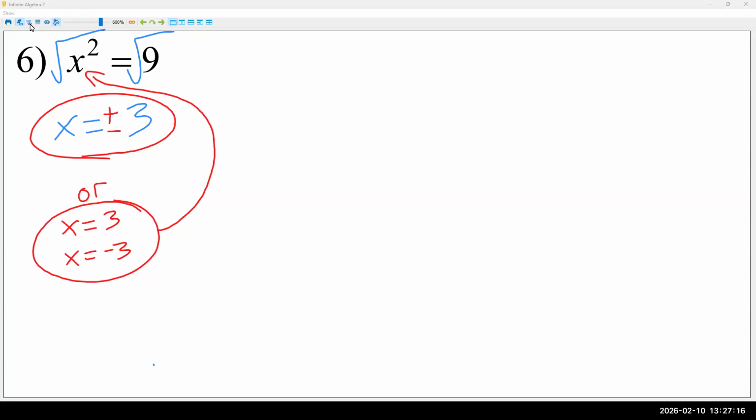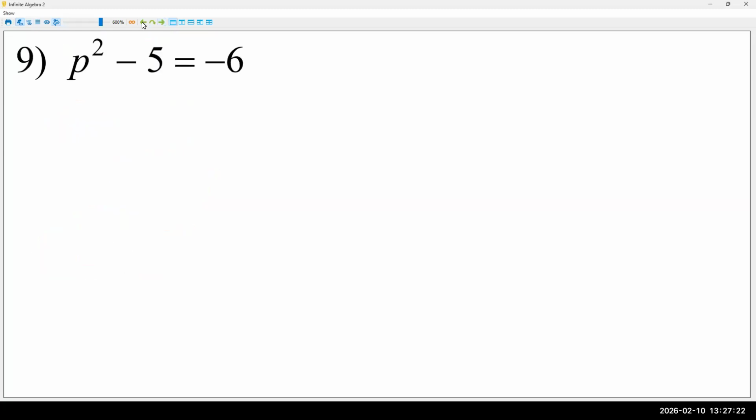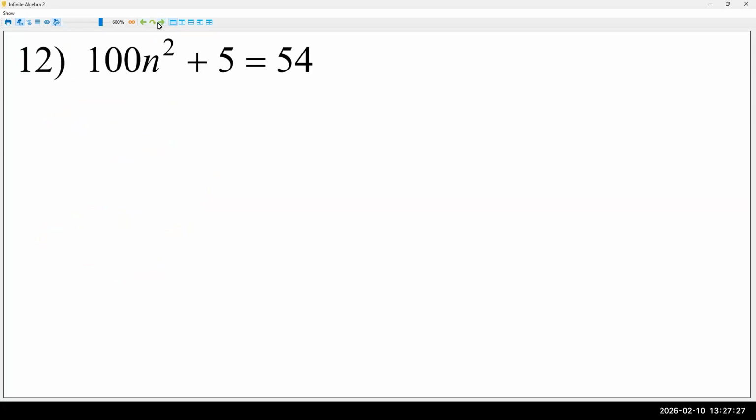There's number 6. Now I'm going to skip ahead to number 13. I do that because once I start getting to number 8, and then 8 all the way down to 13, I'm going to start getting imaginary numbers. So let's see how we do 13.